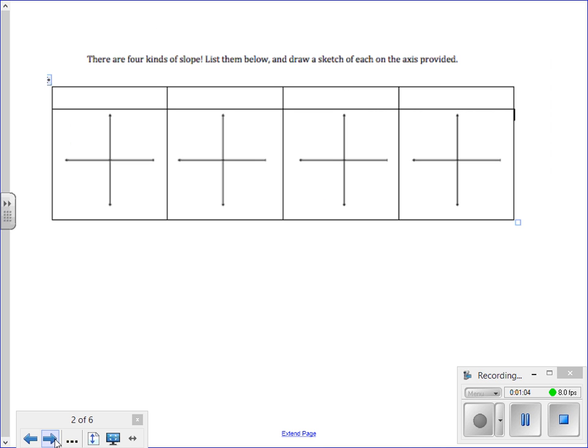All right, there are 4 kinds of slope that Slope Dude introduced us to. We're going to name them below, and then we're going to draw some pictures. So the first one is a positive slope. A positive slope goes up from left to right. So it's a slope that when I read it, looks like it is increasing. The next kind of slope we could have is called a negative slope. A negative slope goes down from left to right.